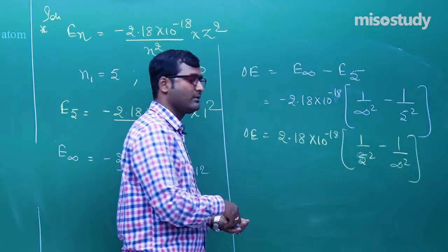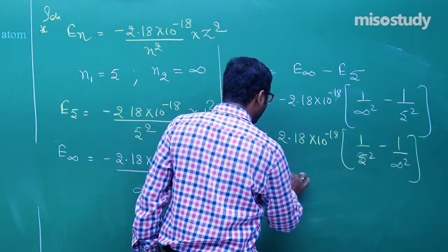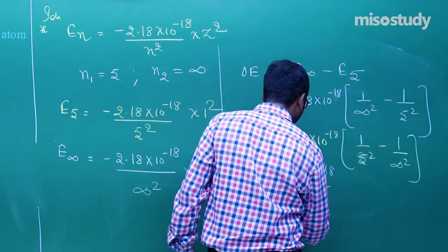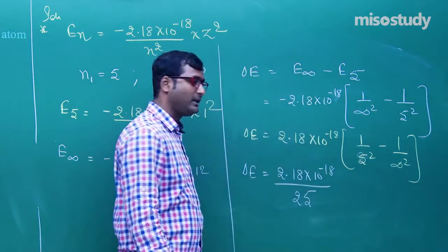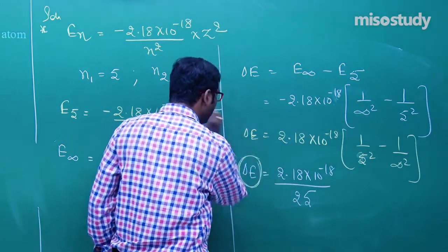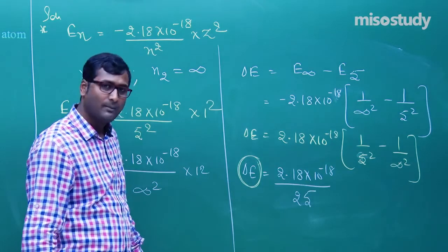1 upon infinity square is 0. That is delta E is equal to 2.18 into 10 to the power minus 18 divided by 5 5s are 25. This is the ionization energy required to remove the electron from the n is equal to 5th orbit. Am I right?